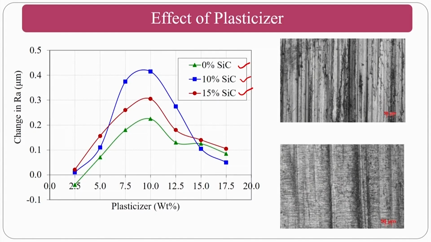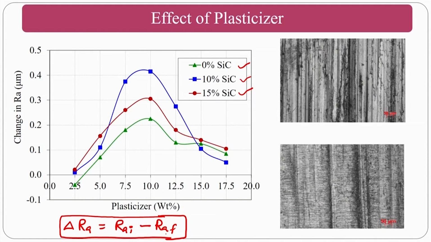If you see the finishing mechanism with respect to plasticizers, you can consider any one graph, because we are interested to know about plasticizer. If you are going to increase from 2.5 to 17.5, the change in roughness, delta Ra, is nothing but Ra initial minus Ra final, that is, initial roughness minus final roughness. Okay.